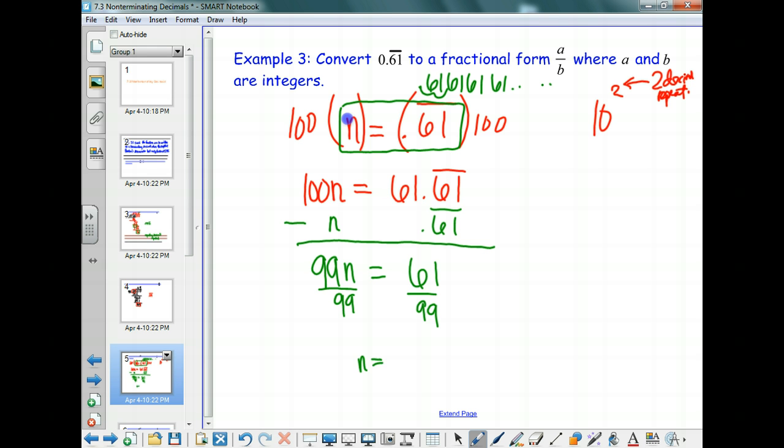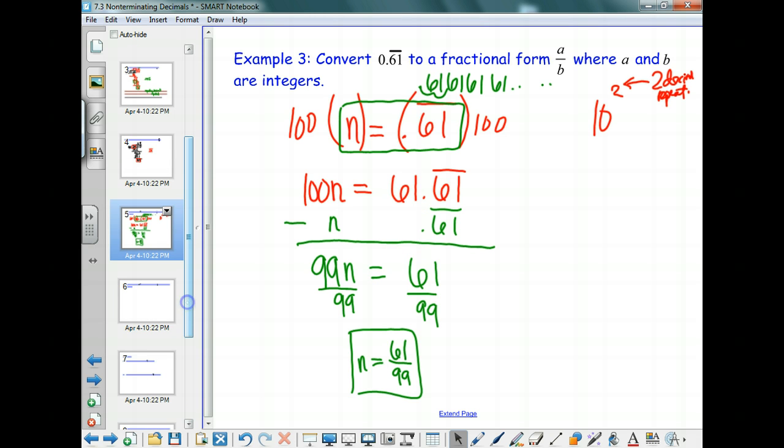And this would be n equals 61 over 99. And we would check to see if it reduces. 61 and 99 aren't going to reduce, so we are finished with that. Okay? So let me show you a variation of this on the next slide, and then we'll stop there for today.